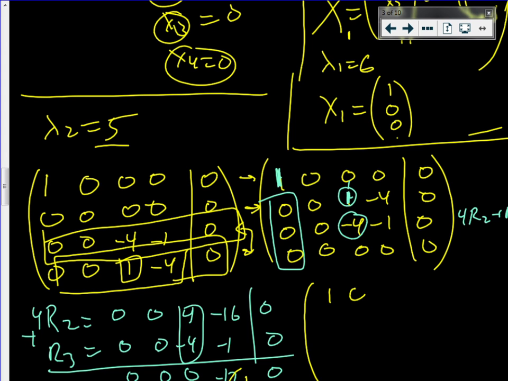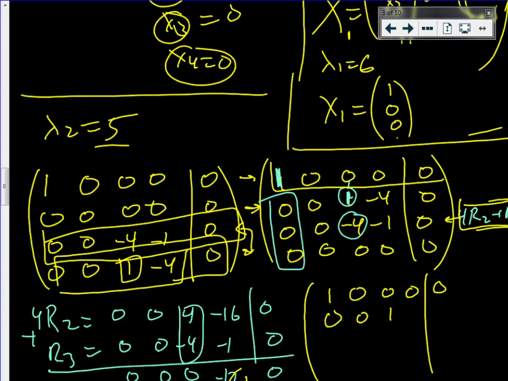So first row didn't change. The second row didn't change. I know, because I only said I'm changing the third row. That's why I put this by the third row. 0, 0, 1, negative 4, 0. The third row changed to 0, 0, 0, 1, 0. And the last row did not change.